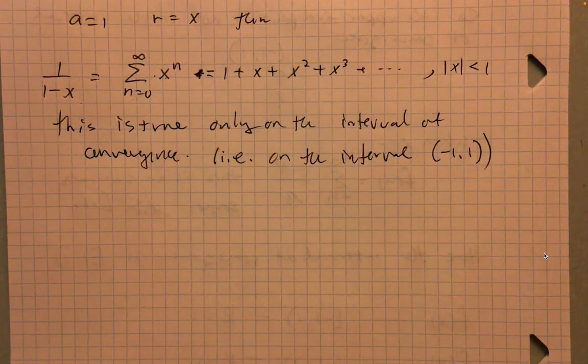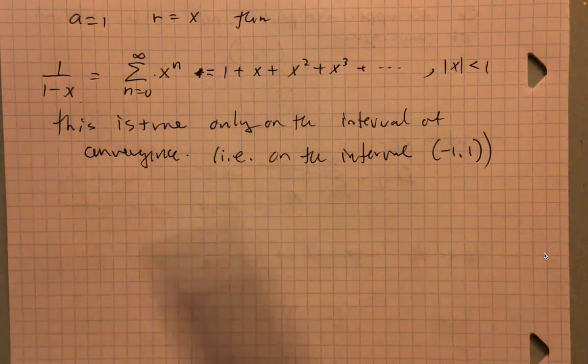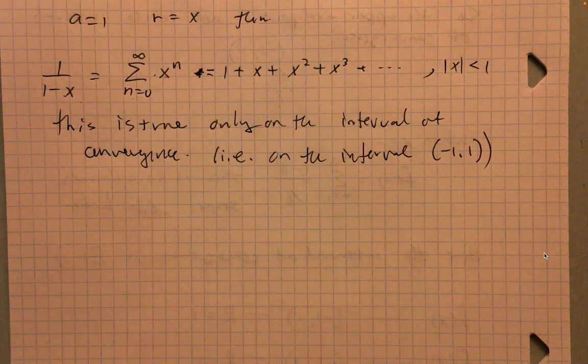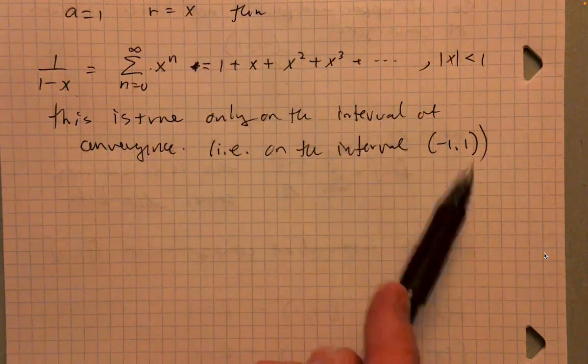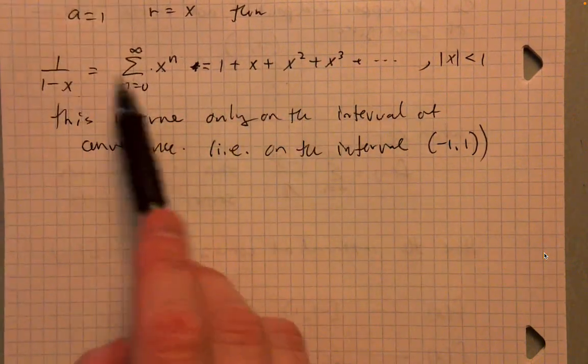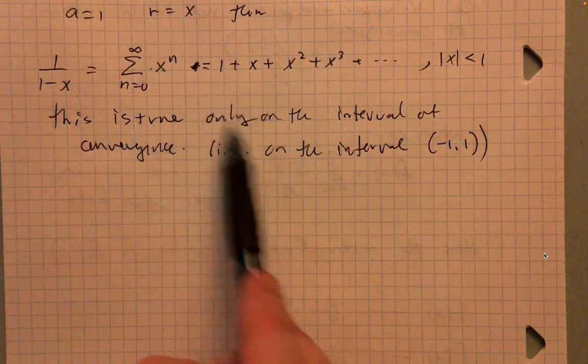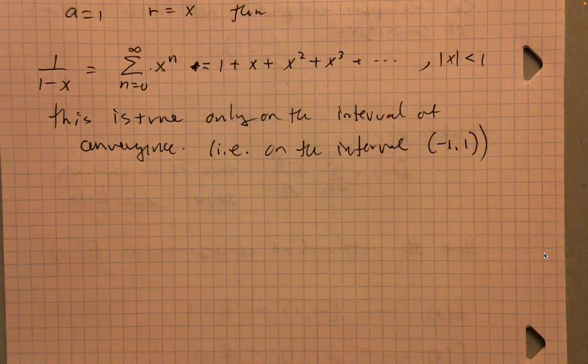That can be something that people obviously notice. You're like, wait a second, if I plug in a 5, this is definitely infinite, and this is not. How are they equal? It doesn't work outside the interval of convergence. This does not converge outside of this interval, and this equality isn't valid outside of this interval.